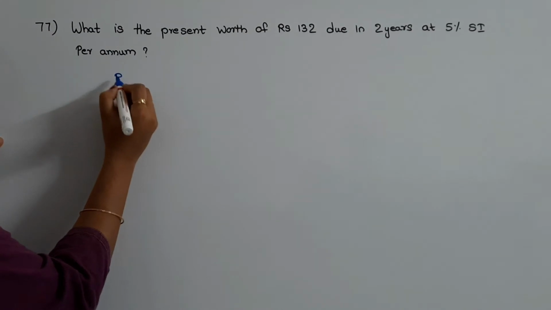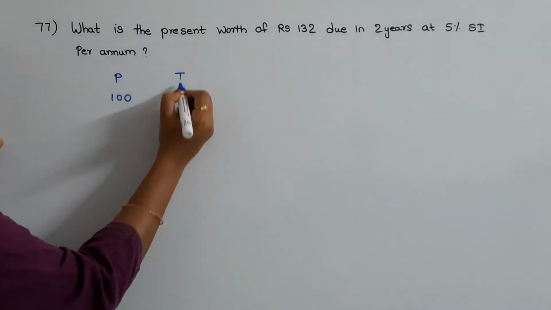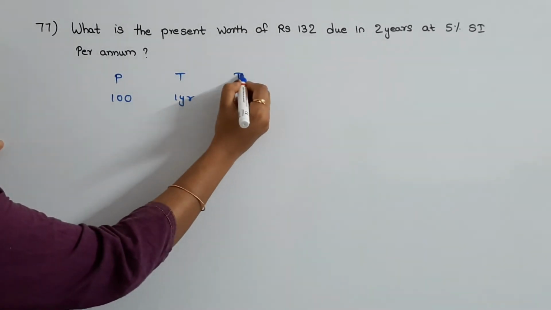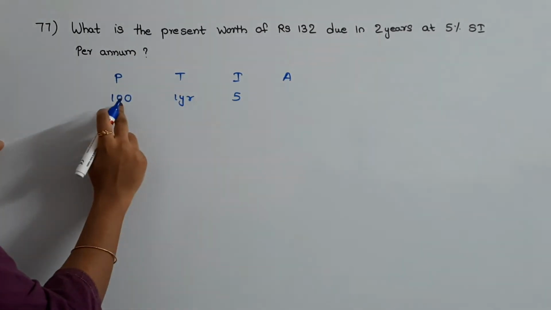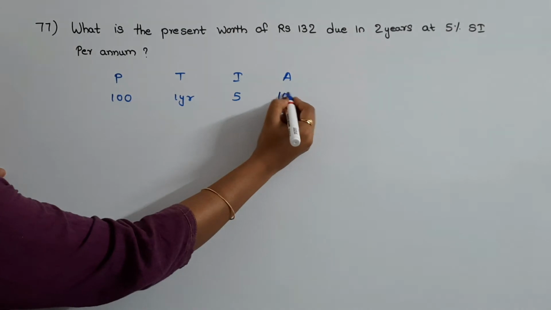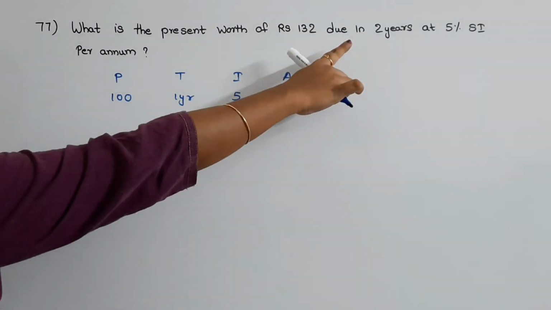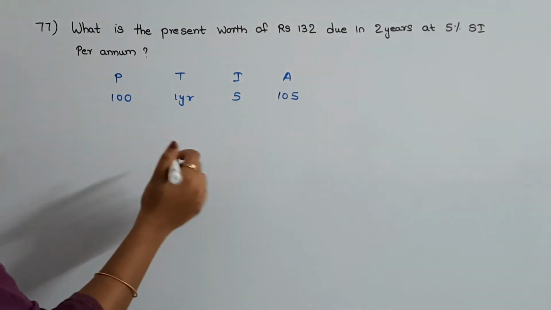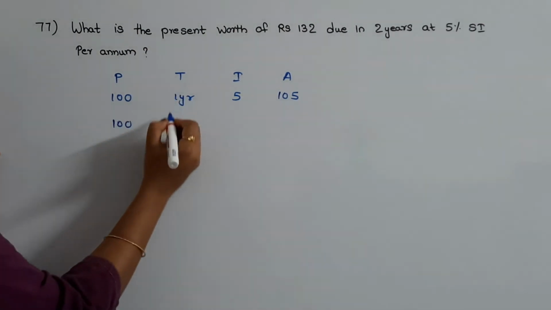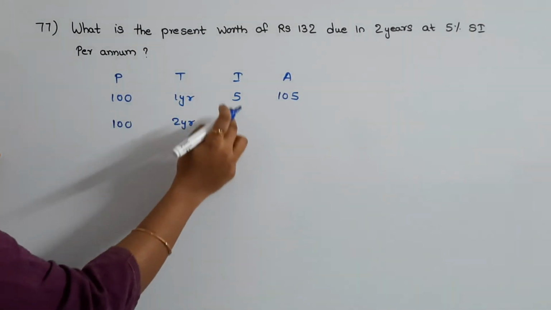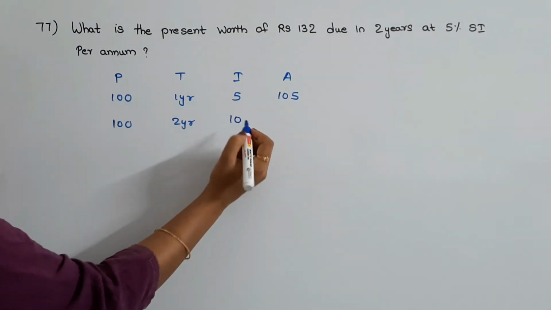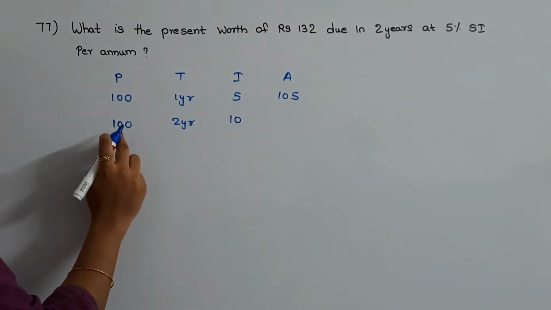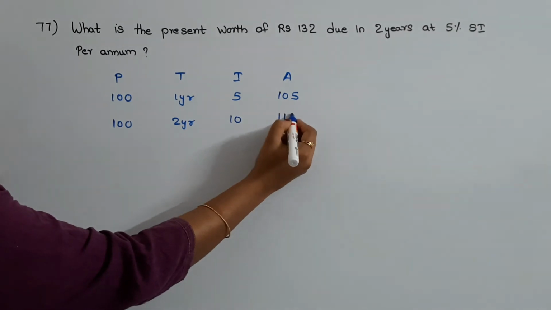So we can write when principal is 100, time period is 1 year, interest will be equal to rate of interest, that is 5. Then what will be the amount? Amount will be equal to 100 plus 5, that is equal to 105. But we have the amount for 2 years. So when the principal is 100, time period is 2 years, what will be the interest? Interest will be equal to 5 into 2, that is 10. Then what will be the amount? Amount will be 100 plus 10, that is 110.